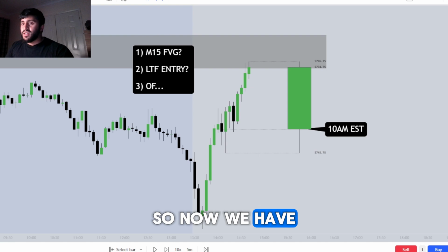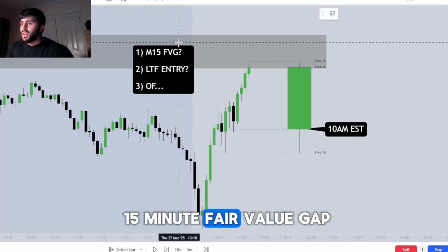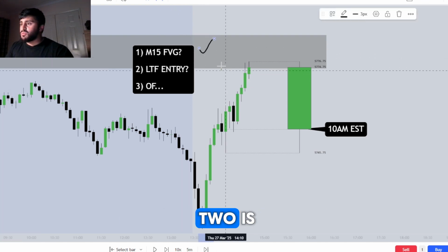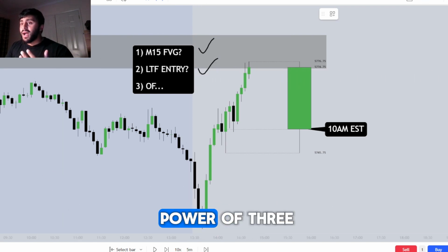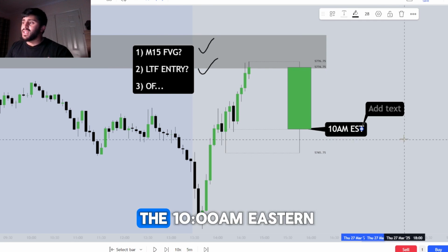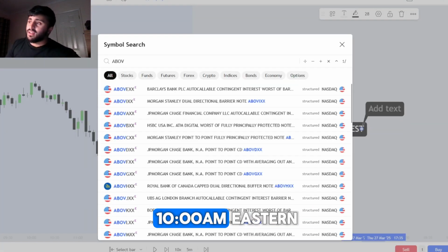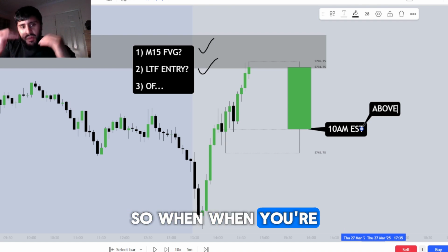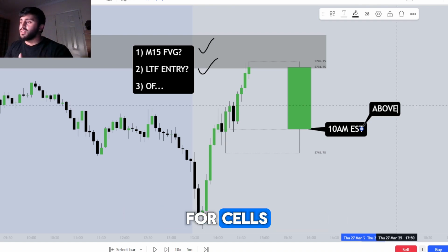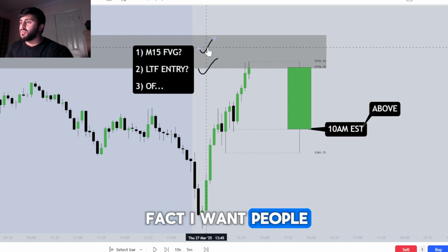So now we have ticked off step 1. So we have a 15-minute fair value gap. That's tick. Step number 2 is we're looking for a lower time frame entry. Now step number 2 is where you can combine the power of 3, right? Because we have the 10 a.m. Eastern, and we're above the 10 a.m. Eastern. So when you're above the 10 a.m. Eastern, you want to be looking for sells. That's just a hard fact I want people to understand.